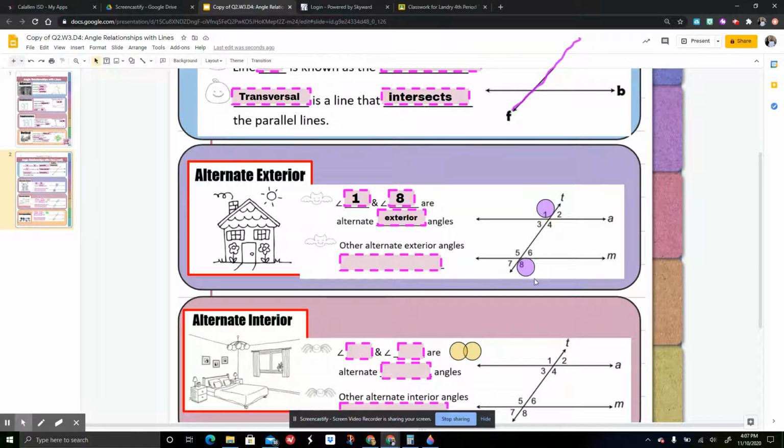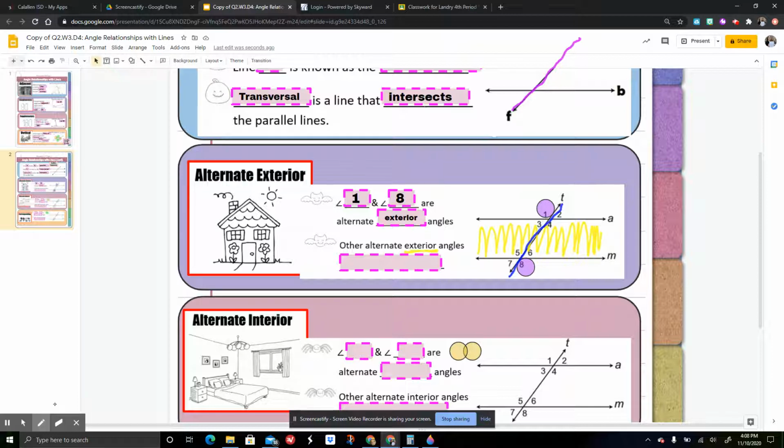So what it means by alternate exterior, they are on the outside. So if you look here, everything here is inside the parallel lines. And angles 1, 2, 7, and 8 are outside of the parallel lines. So that's what makes it exterior. And then alternate means they are on different sides of the transversal. So here's my transversal, and I have 1 and 8 on opposite sides. That's what the alternate means.